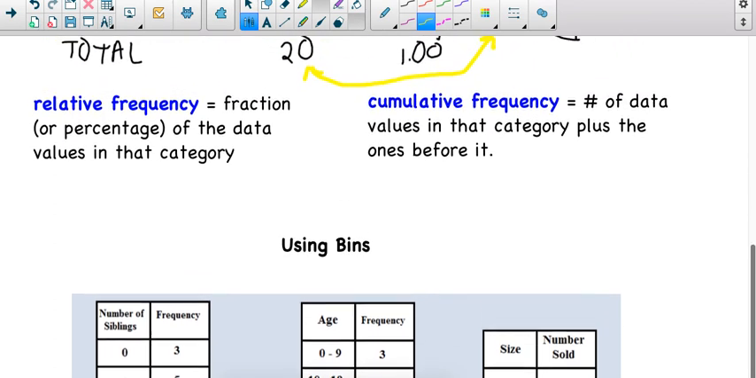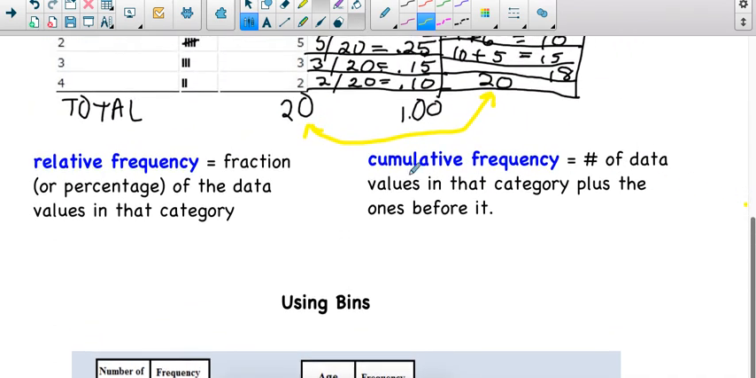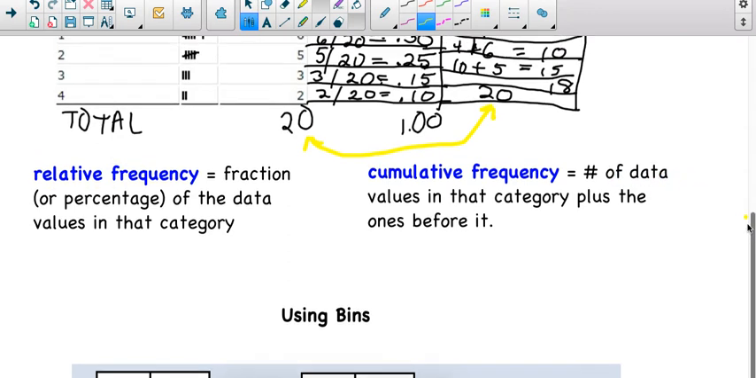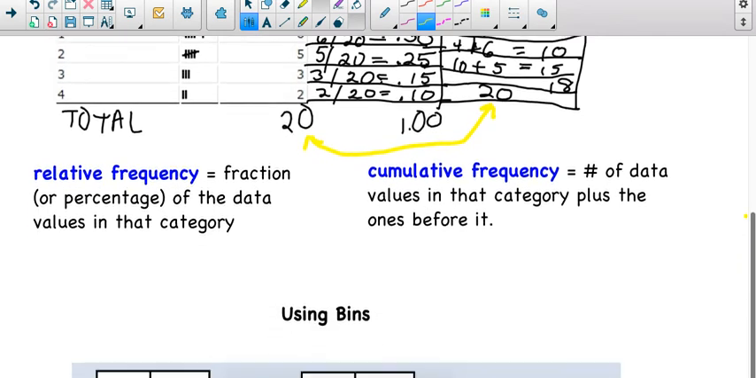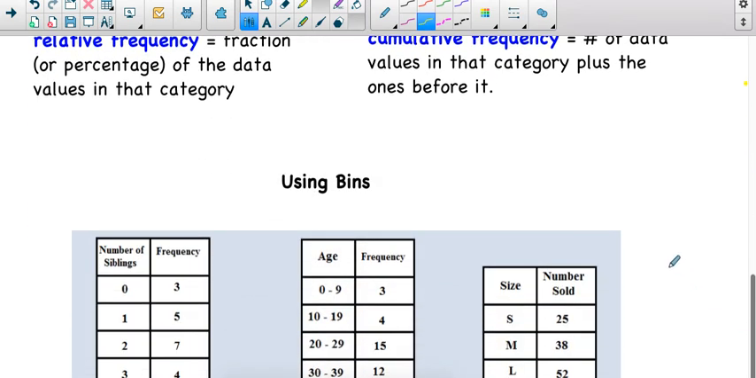All right, so let's go ahead and look at these two definitions you can add onto your concept map. What is relative frequency? It's the fraction or percentage of the data values in that category, just like we did up here. And cumulative frequency is the number of data values in that category plus the ones before it.